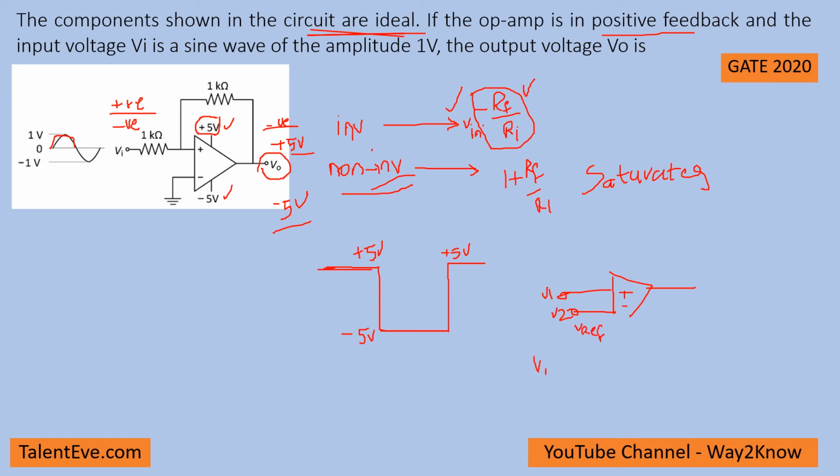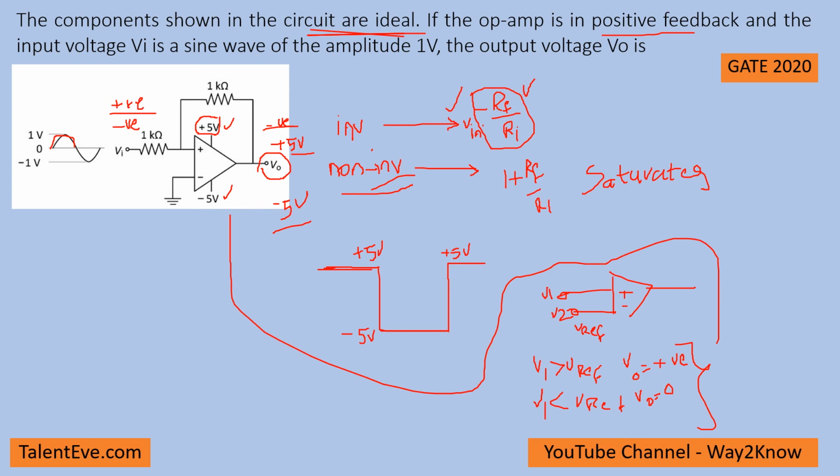When V1 is greater than V reference, okay, that means plus is greater than negative, the V0 will be positive, which is equivalent to the saturation voltage of the op-amp. And then when V1 is less than V reference, V0 is 0, or the negative voltage that is applied. So this is the comparator functionality. So this particular circuit just acts as a comparator.